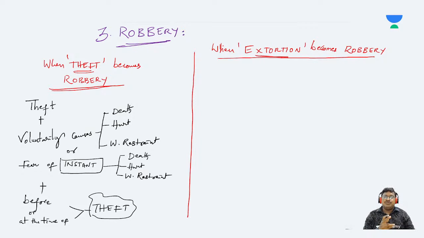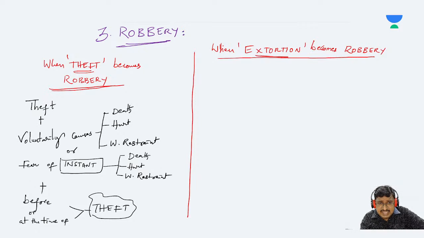Here, in order to constitute a robbery, there must be a movable property when the theft becomes robbery. Okay, there must be some movable property. It must be taken out of the possession of the owner with the dishonest intention. Okay, there must be a movement of the movable property. Here, these are the ingredients of theft.